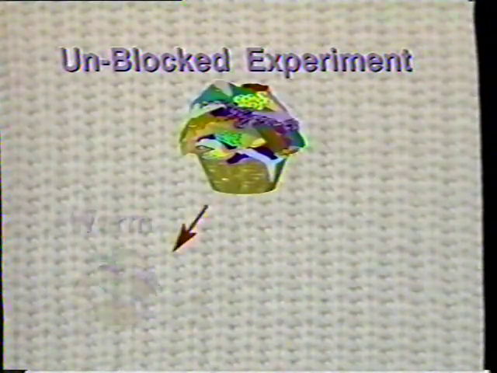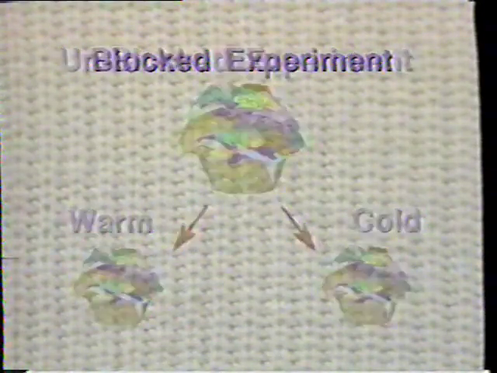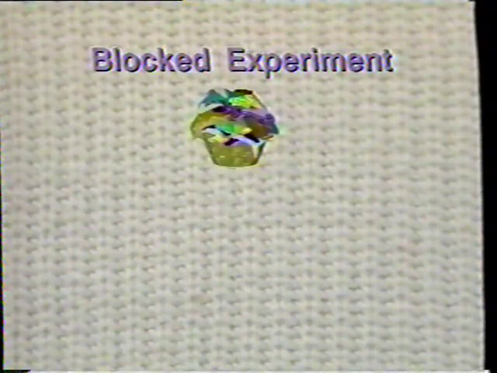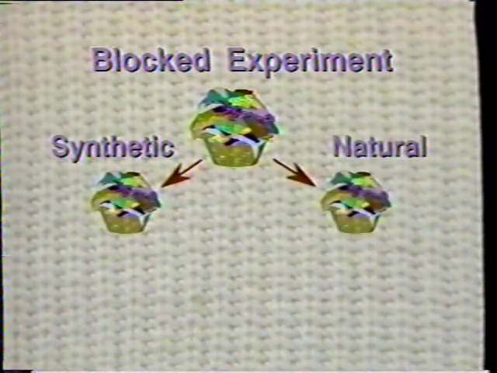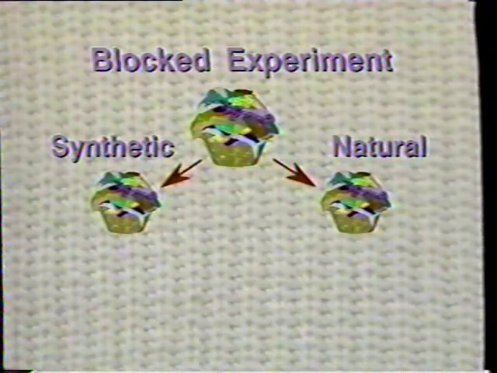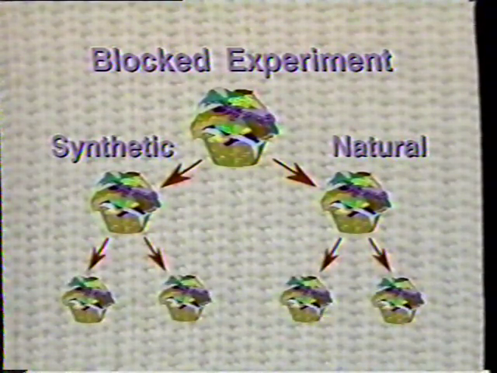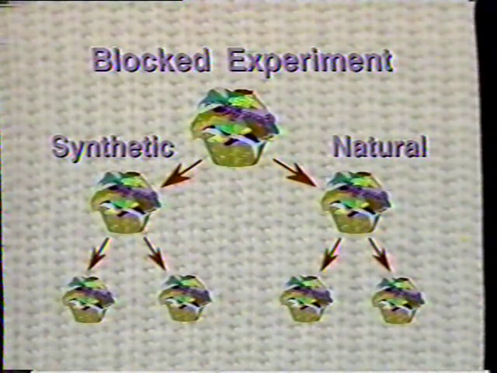In an unblocked experiment, I would randomly assign one basket of laundry to each treatment and record my observations at the end. In a blocked experiment, I would first divide the clothes into 2 piles, one for synthetics, the other for natural fibers. These are my blocks. Then I'd randomly assign them into treatment groups, one warm water and one cold water load for each block. Blocking and random assignment will allow me to get precise information from my experiment.